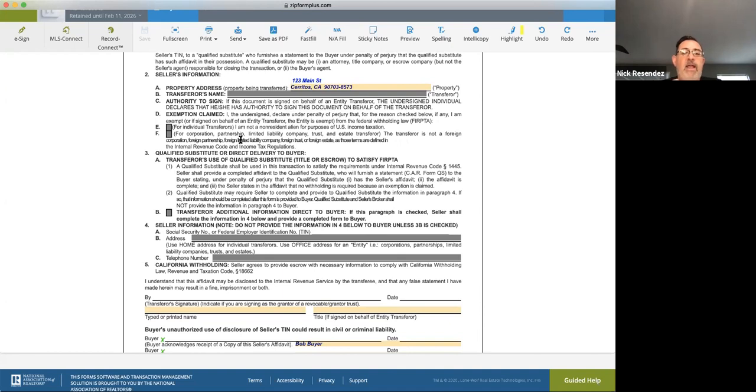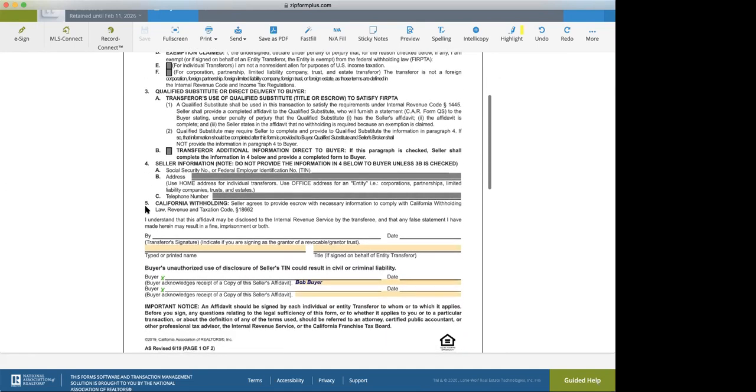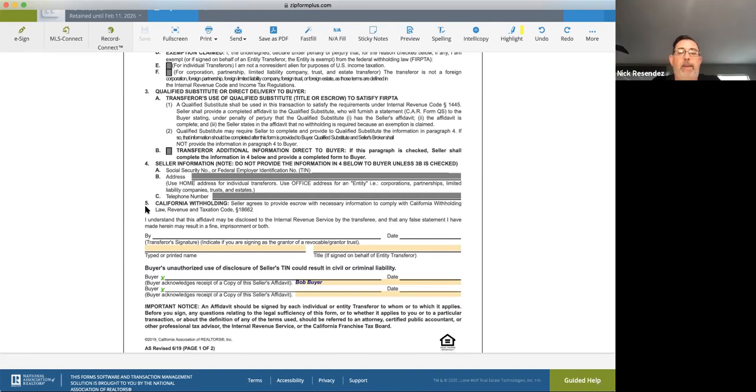So if they are a legal resident for income tax taxation, they just check whichever box applies to them, individual or corporate, and that's enough to create the affidavit stating that they're not required to withhold. Okay. There is a second part of this called the qualified substitute or direct delivery to buyer.